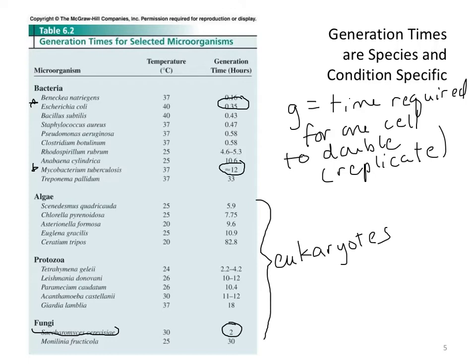So we study generation times so that we can better control microbes and limit their growth, but also so that we can control them and make predictions when we're using them in industry in order to make things like alcohol or bread or food products or pharmaceuticals. So there are all sorts of people that study these sorts of things.